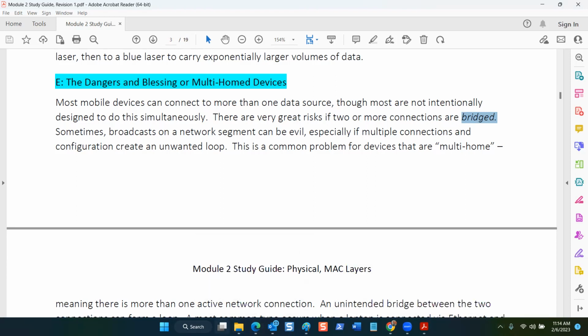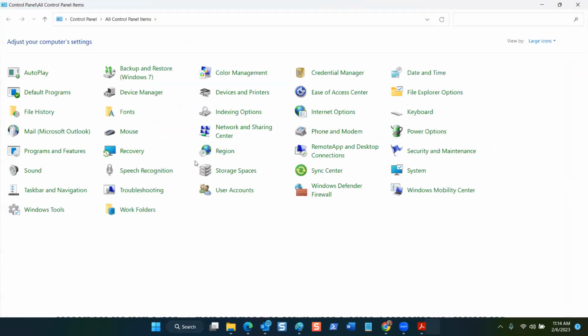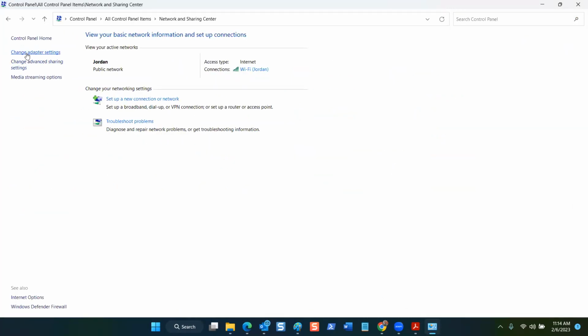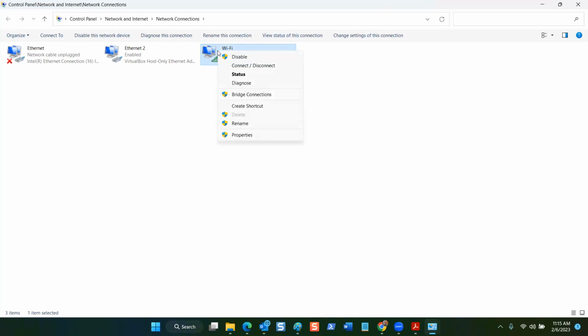So what am I talking about here? If I go to my control panel and I look at network and sharing, and I look at my adapter settings, can everybody see my settings here? Yeah. So I have Wi-Fi connected. I have Ethernet that's unplugged, but if they were active, I could bridge the connections. This is an option that you can access with a simple right click.